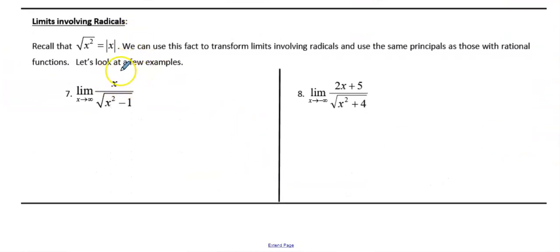We're going to look at the highest degree in the numerator, which is x, and then the highest degree in the denominator would be the square root of x squared. This example is actually a really good time where we really don't care about this -1.